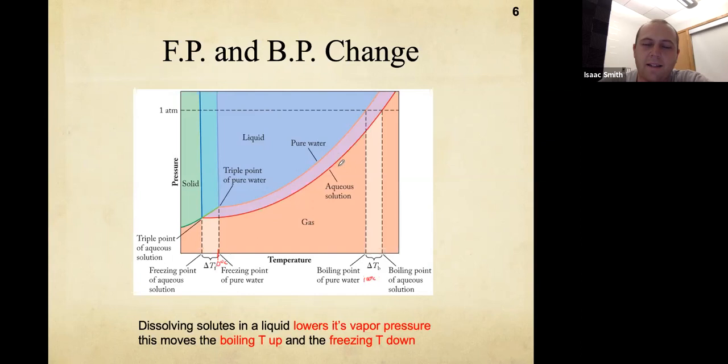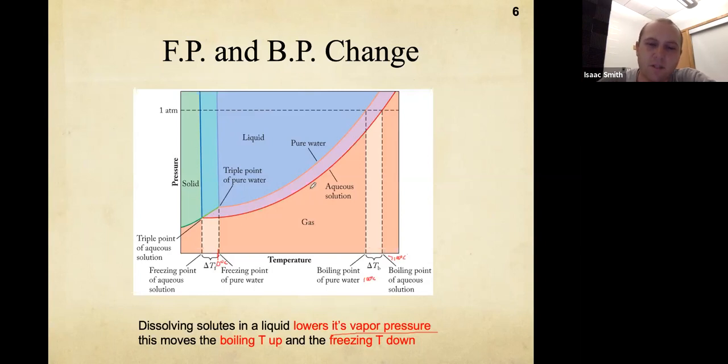When you add solutes to water, it actually lowers the vapor pressure, right? Because not as much water is going to be moving into the gas phase if you add solute in there. By lowering the vapor pressure, this line becomes lower, and you can see that in order to get it to 1 atmosphere of pressure, again, water boils when the vapor pressure equals the atmospheric pressure. So if the atmospheric pressure is 1, because we've lowered the vapor pressure, you're going to need to add more temperature in order to get that water to boil. So this is going to be something greater than 100 degrees Celsius, right?